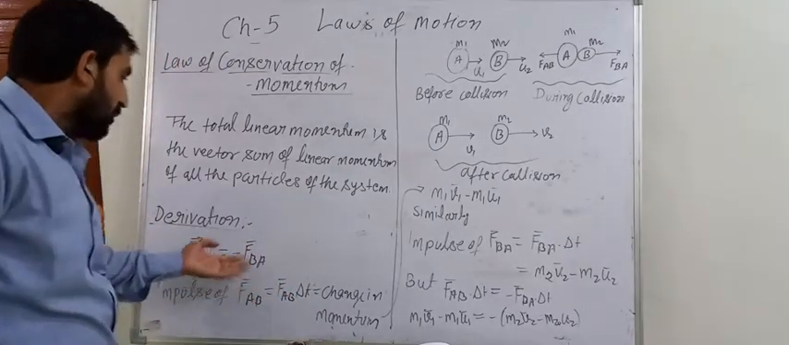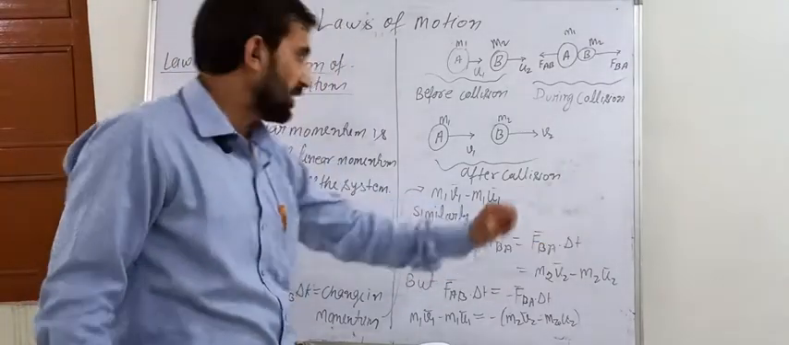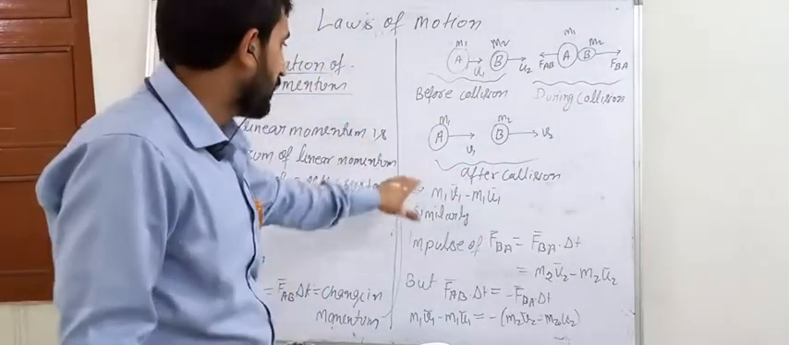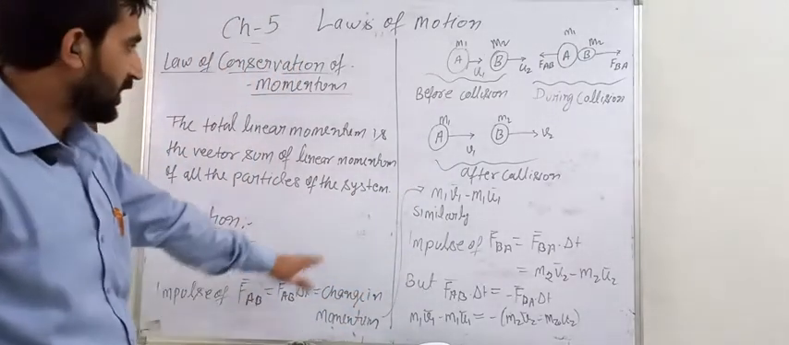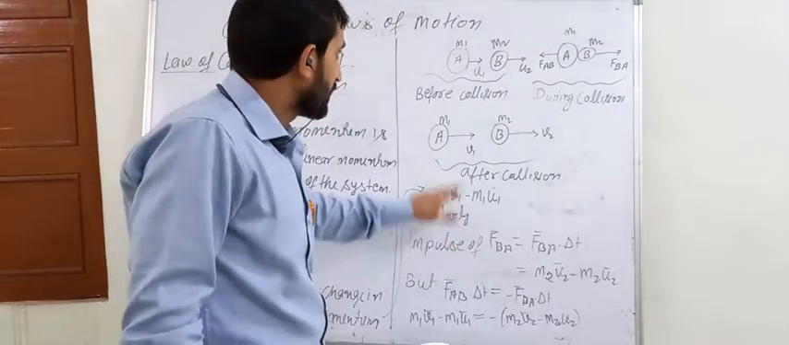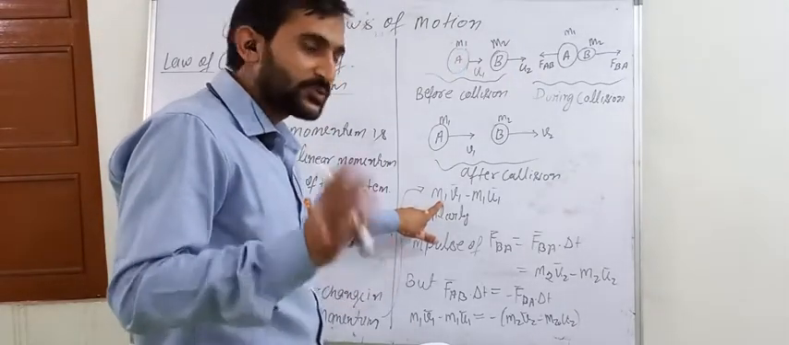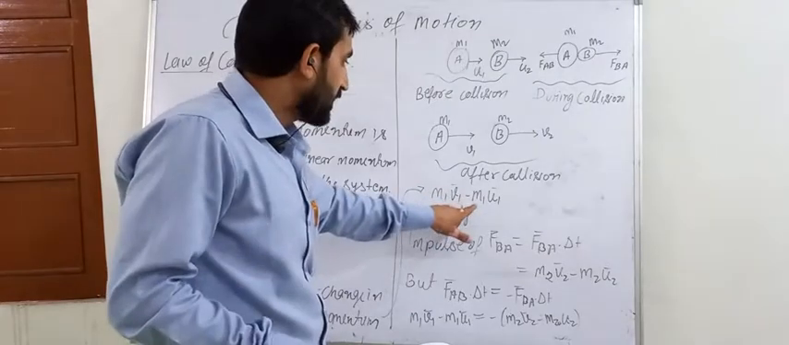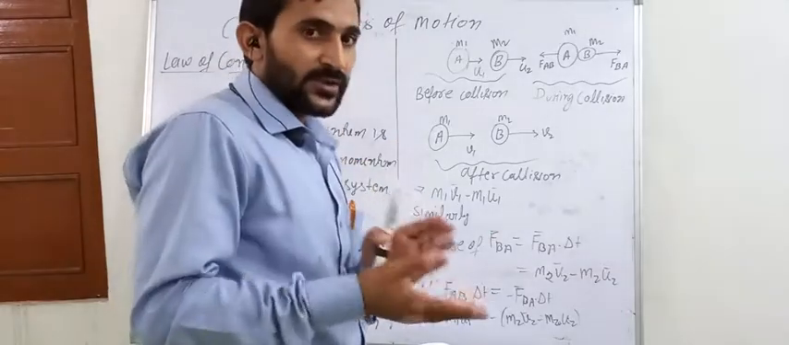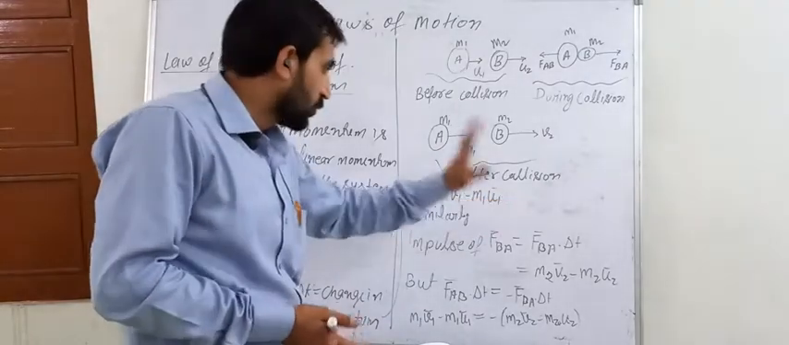Also, impulse of FBA will be equal to FBA delta T. Now, this is before collision, during collision, and after collision. The impulse of FAB is the change in momentum of object A. M1 is the mass, which is constant. V1 is the final velocity, U1 is the initial velocity. You can subtract final minus initial to get the change: M1 V1 minus M1 U1.